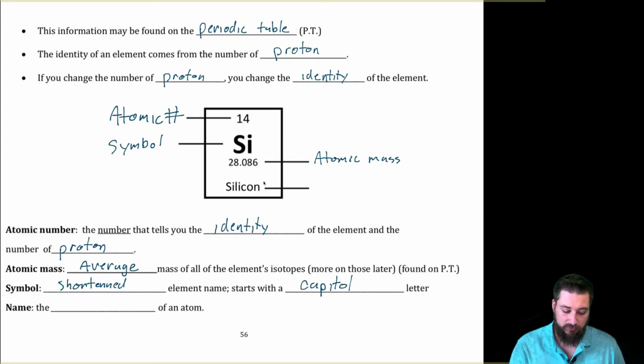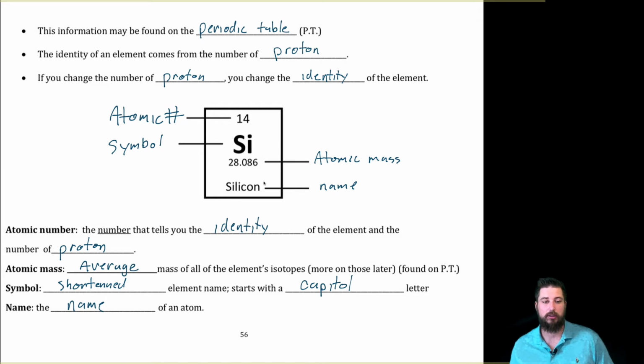Now, going back here, we've got one last thing, and that is the name of an atom. So the name is at the bottom, silicon, right? All right, so those are the four things that you need to know about that we're going to use going forward. So let's go ahead and talk about a couple more things here.